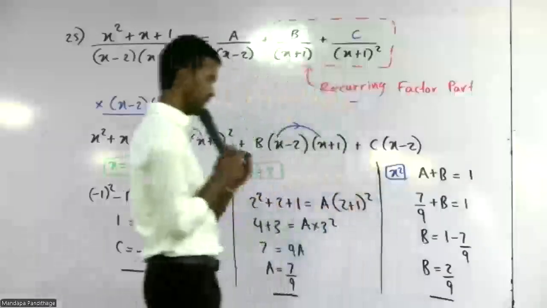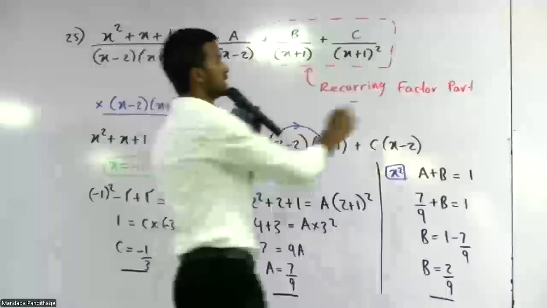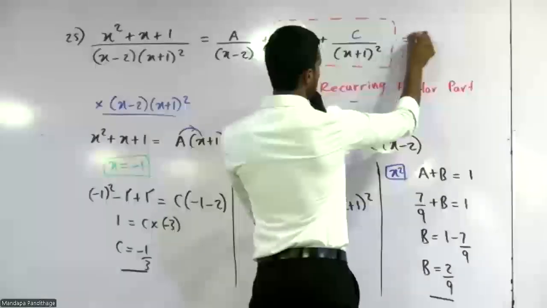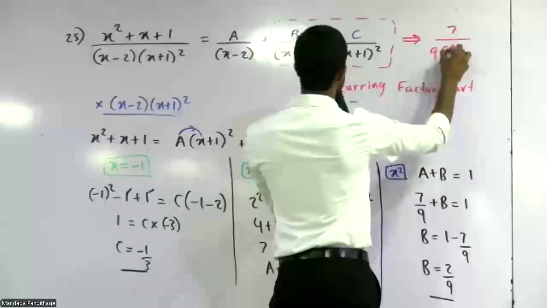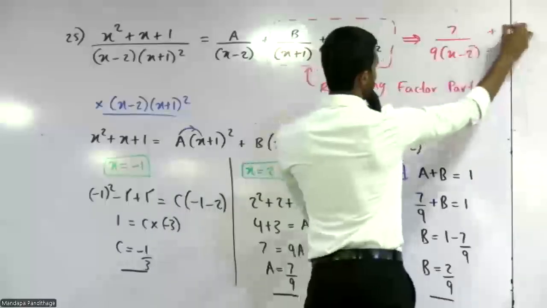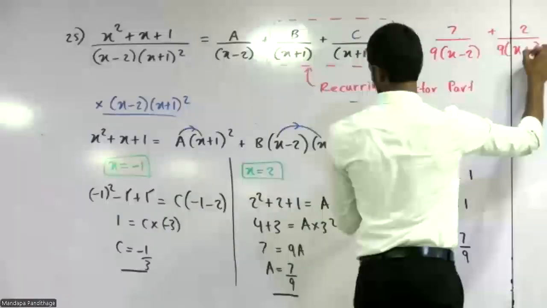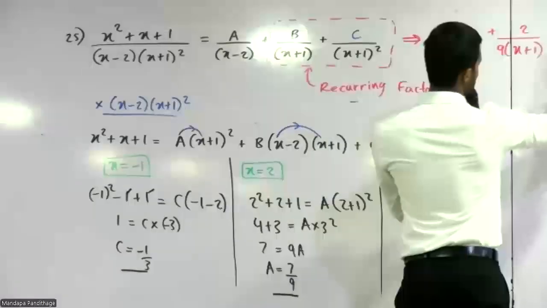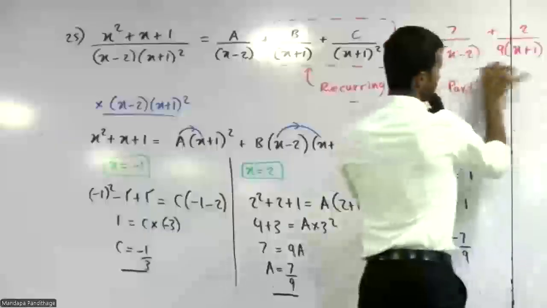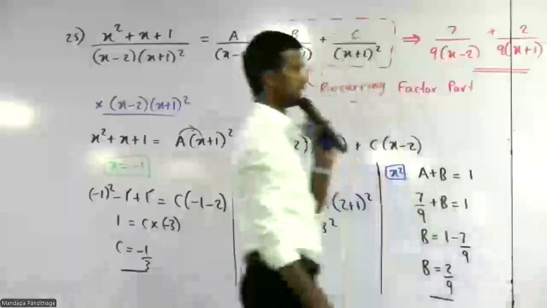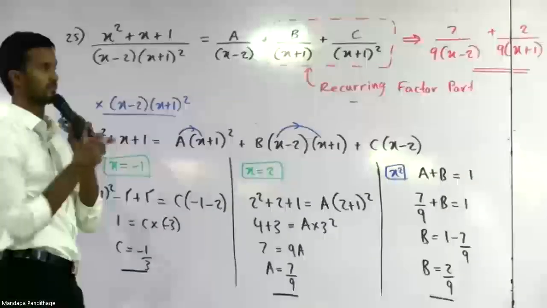It's 2 over 9. So when it is 2 over 9, then you can write the final answer. A is 7 over 9, 9 comes down. B is 2 over 9, 9 still comes down. And C is minus 1 over 3, so minus 3 comes down, x plus 1 squared. So you can decompose this rational function into partial fractions in this way.